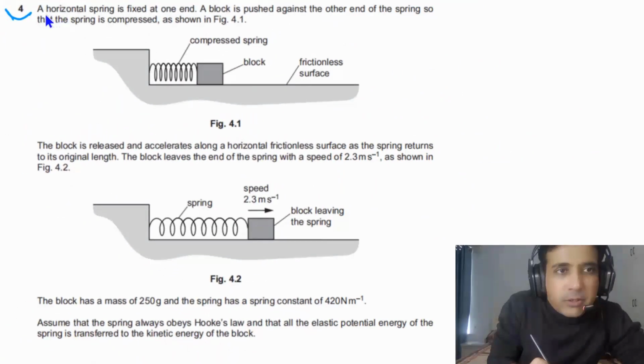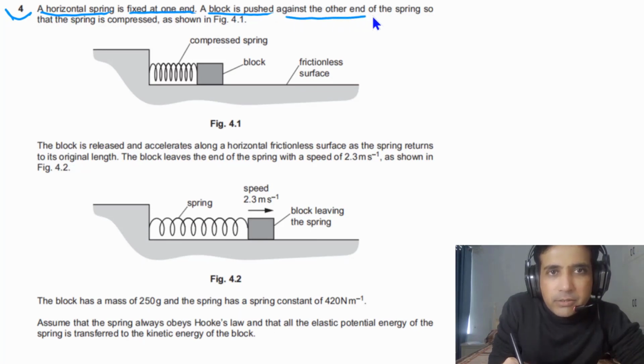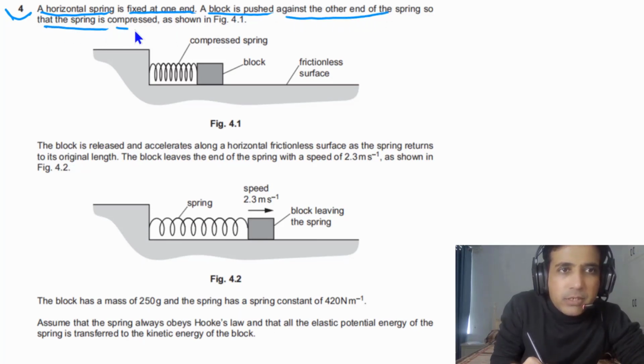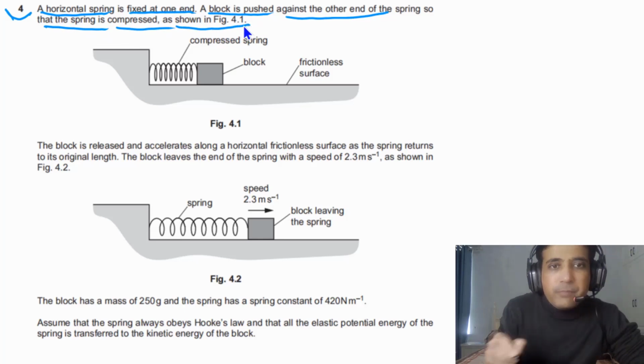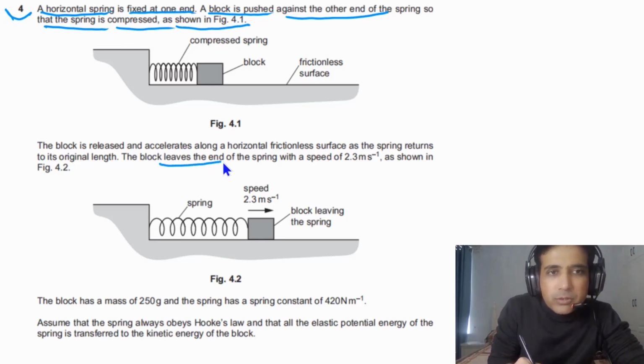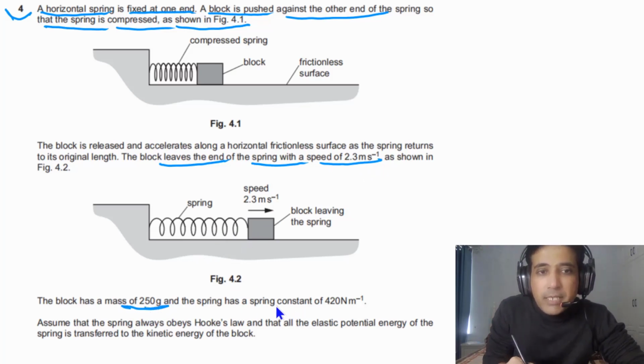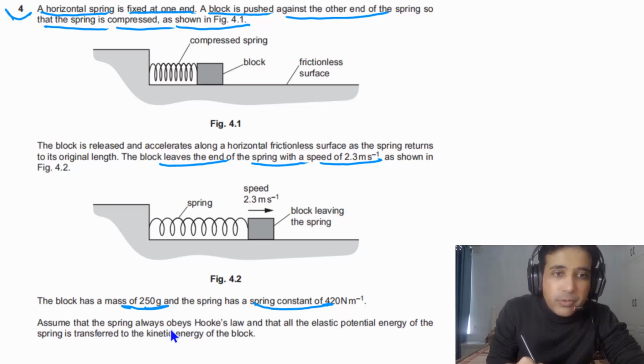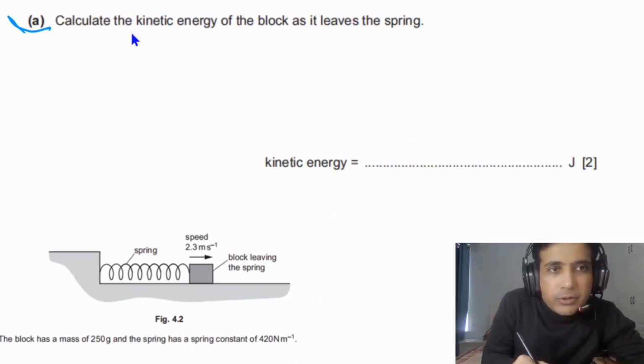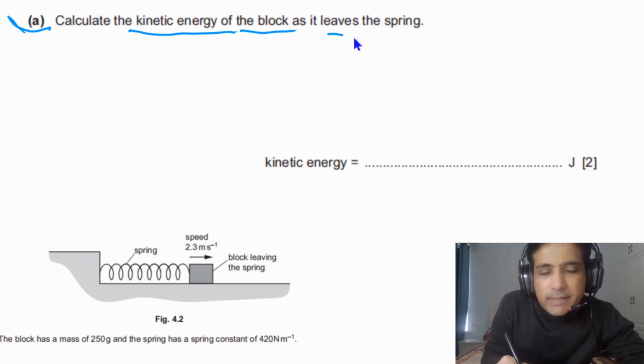For our question number 4, it is given to us that a horizontal spring is fixed at one end, and a block is pushed against the other end of the spring so that the spring is compressed, as shown in figure 4.1. It is also given that the block leaves the end of the spring with a speed of 2.3 meters per second, as shown in figure 4.2. The mass of the block is 250 grams, and the spring constant is 420 newtons per meter. The spring obeys Hooke's law. For part A, we need to calculate the kinetic energy of the block as it leaves the spring.